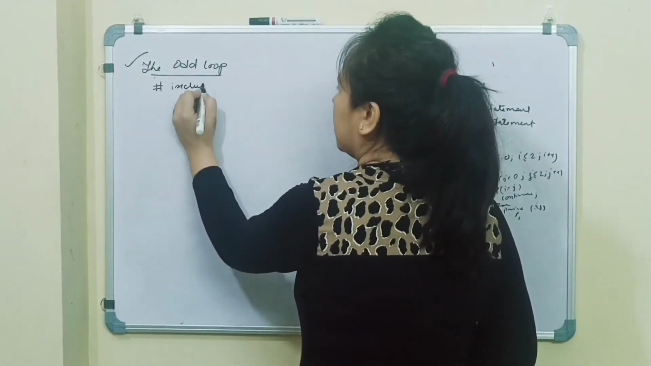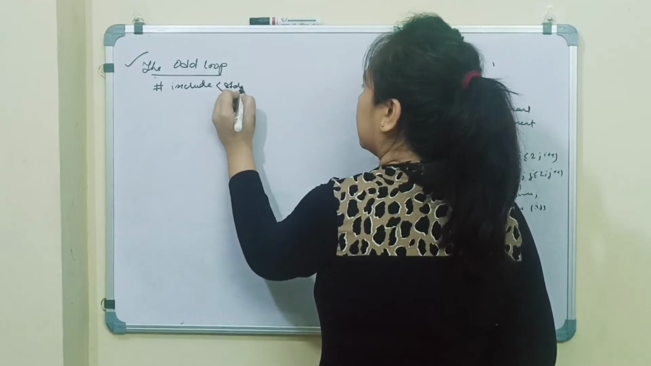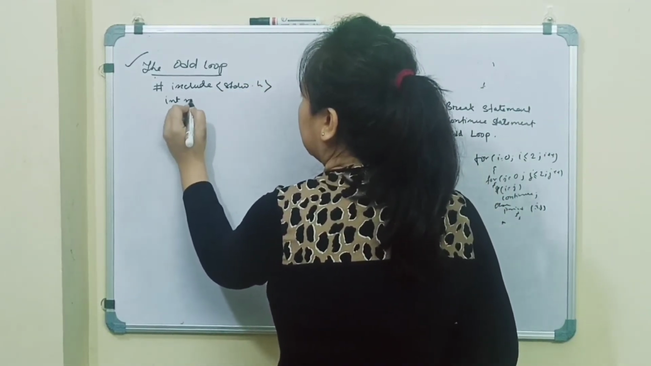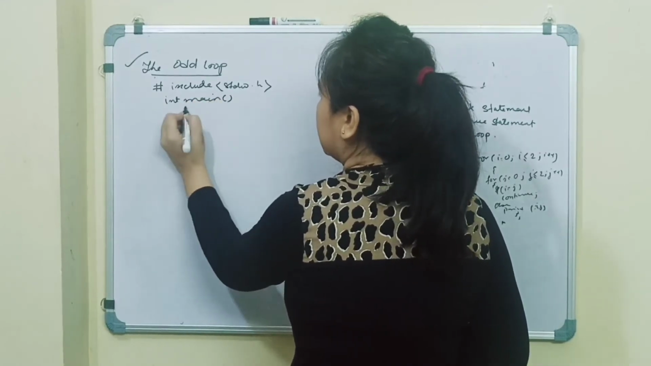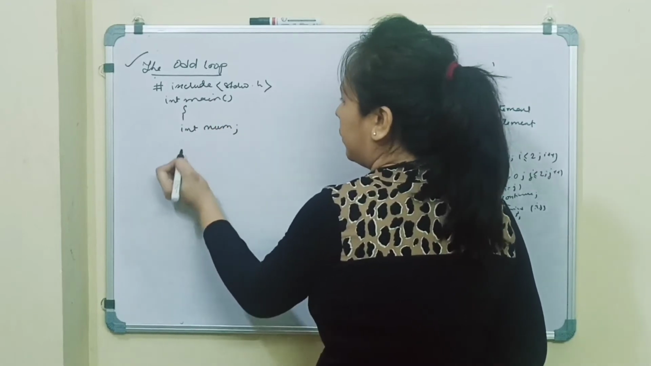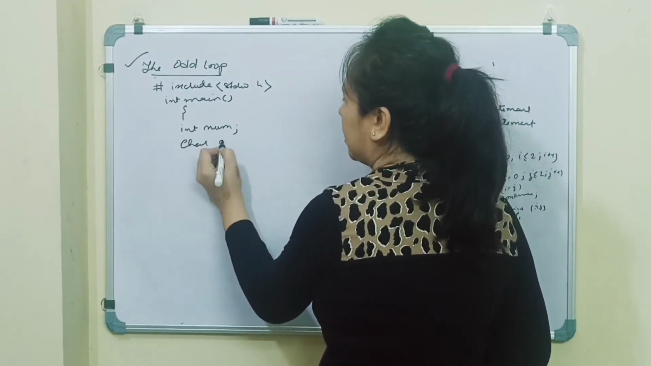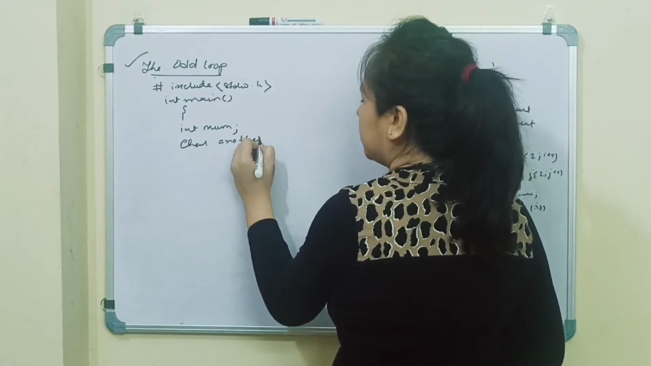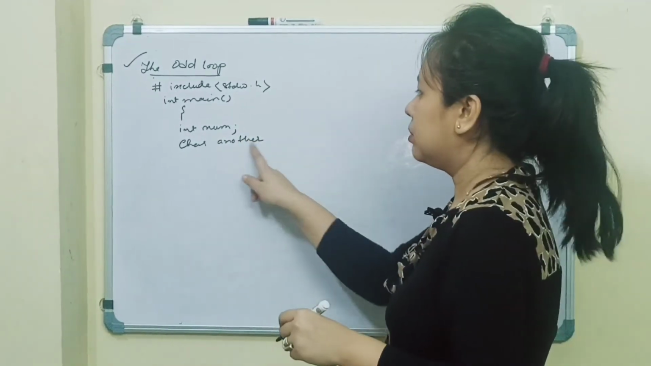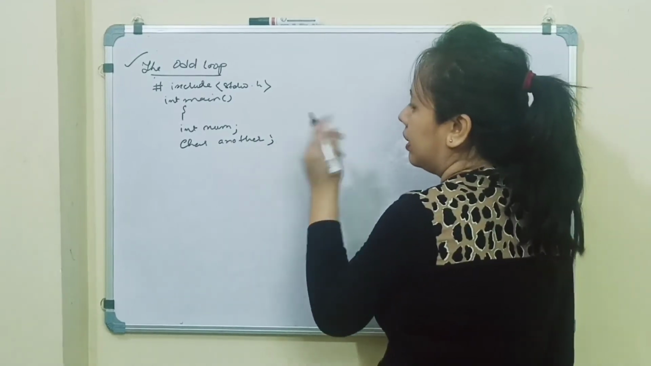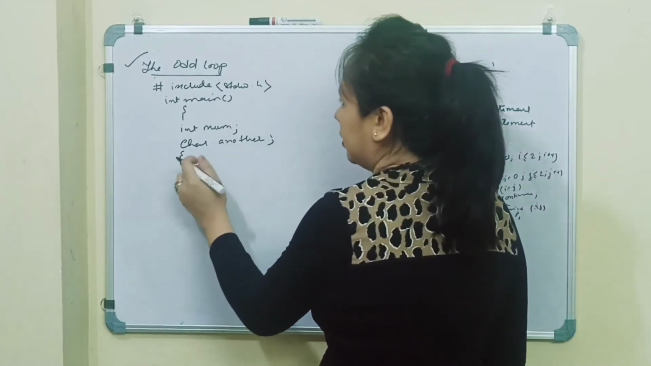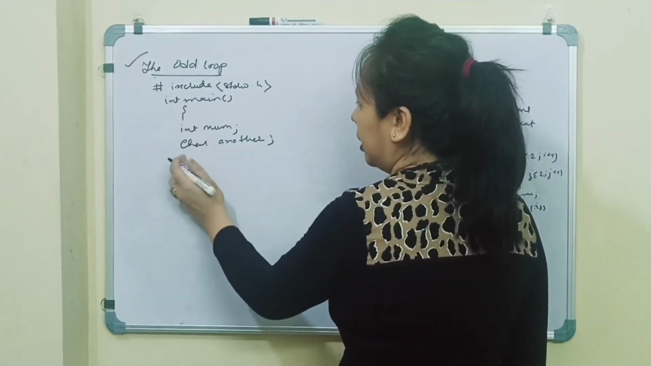Suppose this is a program for calculating the square of a number. To calculate the square of a number, definitely we need an integer type variable. We will need another character type variable, so that when the user enters yes or no, whether he wants to continue the loop, it will be of character type. Now this is the body of the main loop.